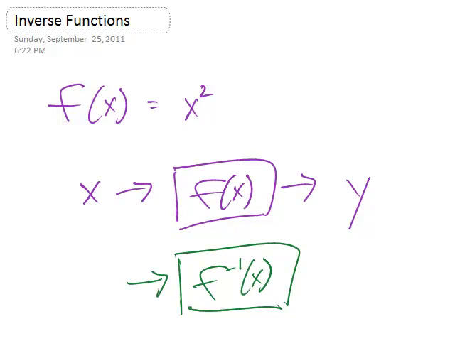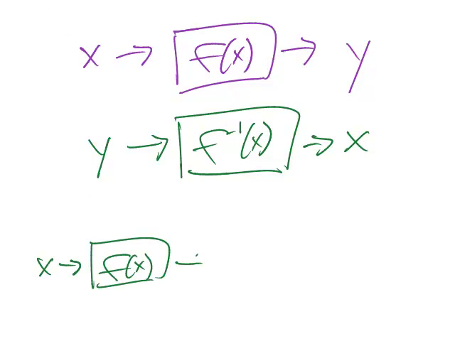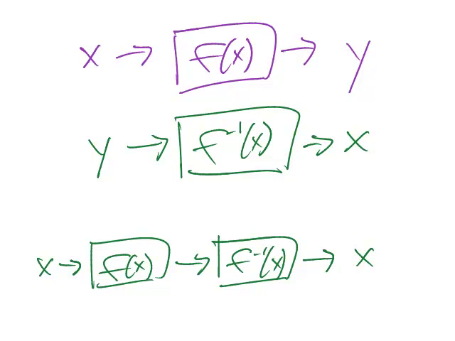So f inverse of x. This is what happens if we put y in and we get x. In other words, if we put x into f of x, and then we put the result in f inverse of x, we automatically get x back. That's what f inverse means. Remember that f of x does something, f inverse of x undoes it.